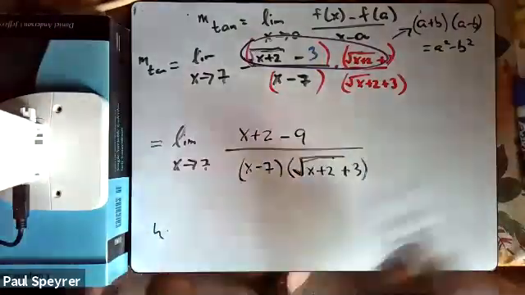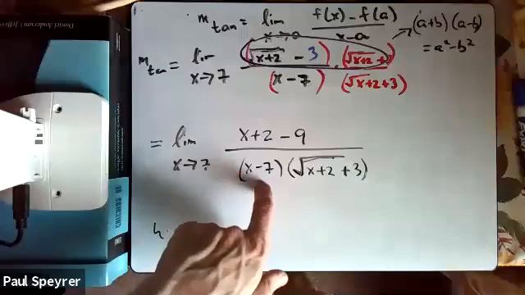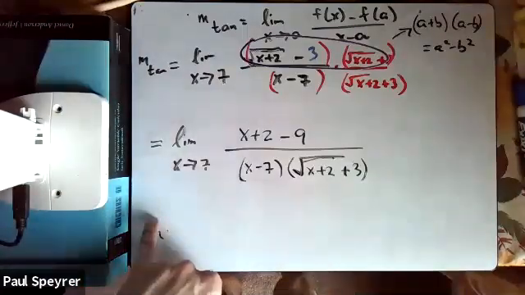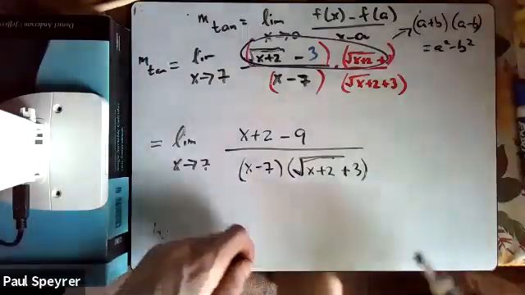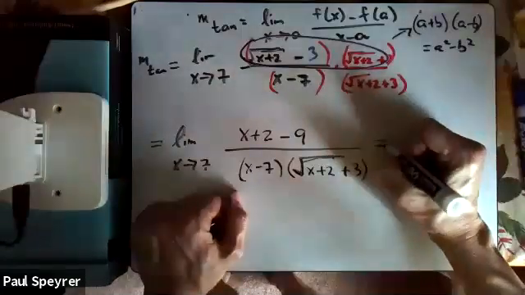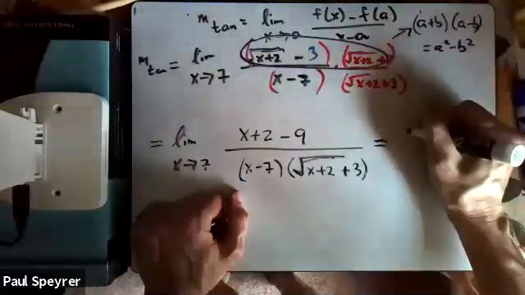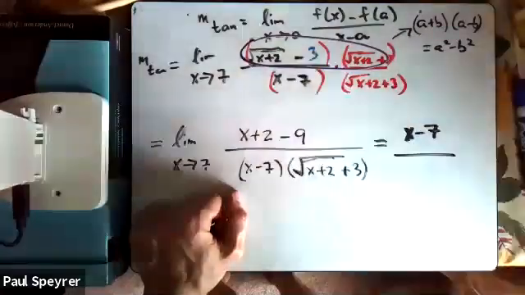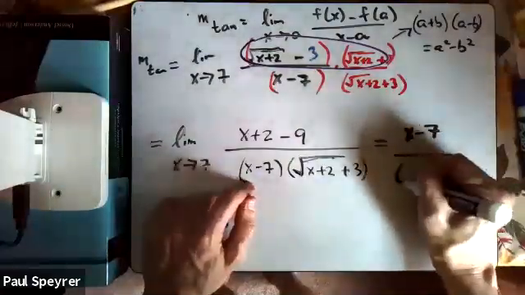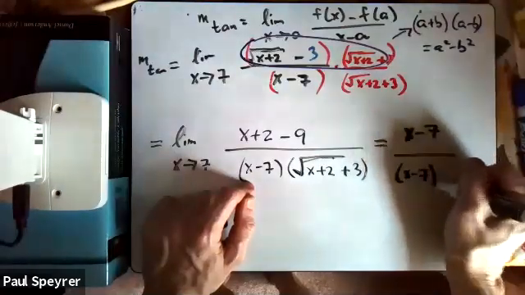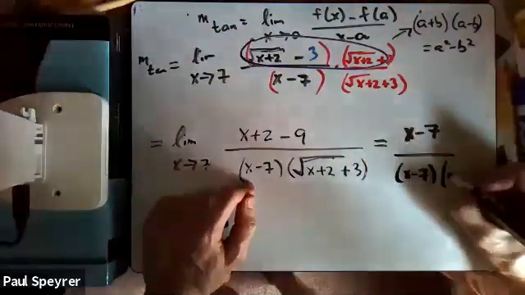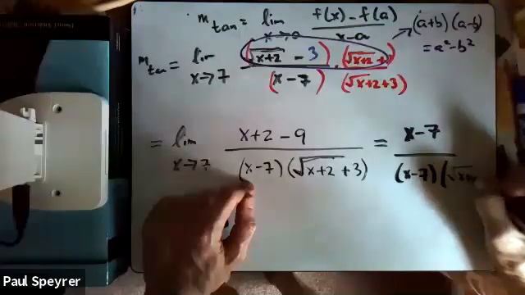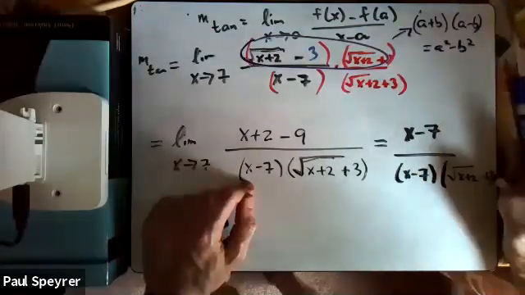So you may be thinking this still looks like crap because if I put the 7 in here, we still get 0 on the bottom. That is true. You still get 0 on the bottom, but keep simplifying. What happens? We now have x minus 7 up top. Because 2 minus 9 is negative 7. On the bottom, we now have x minus 7 times the square root of x plus 2 plus 3.